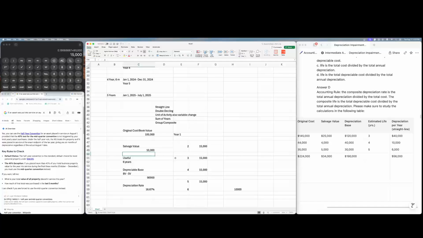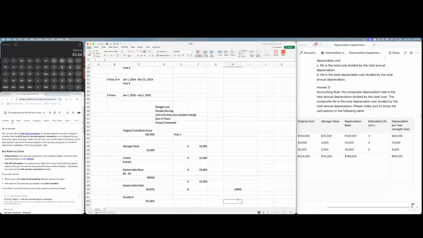For double declining, you take the straight line depreciation rate and multiply it by 2. So 16.67% times 2 would be 33%. That is the double declining rate, so it would be 33.34%.